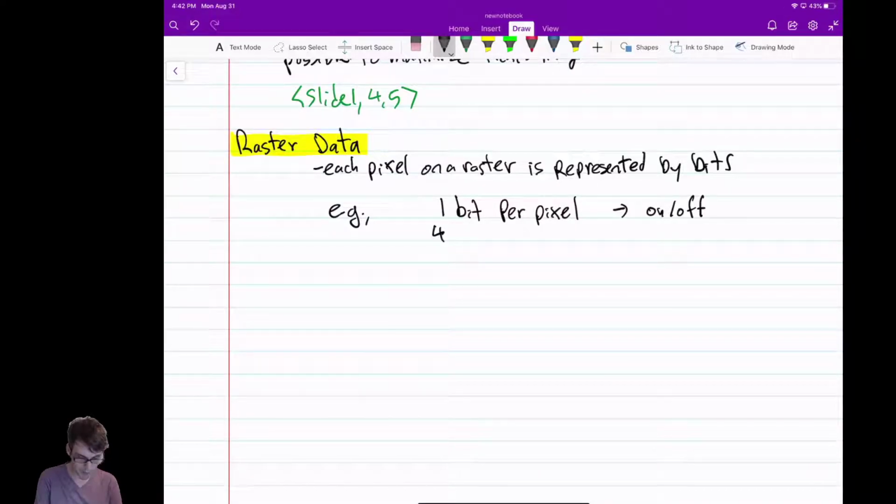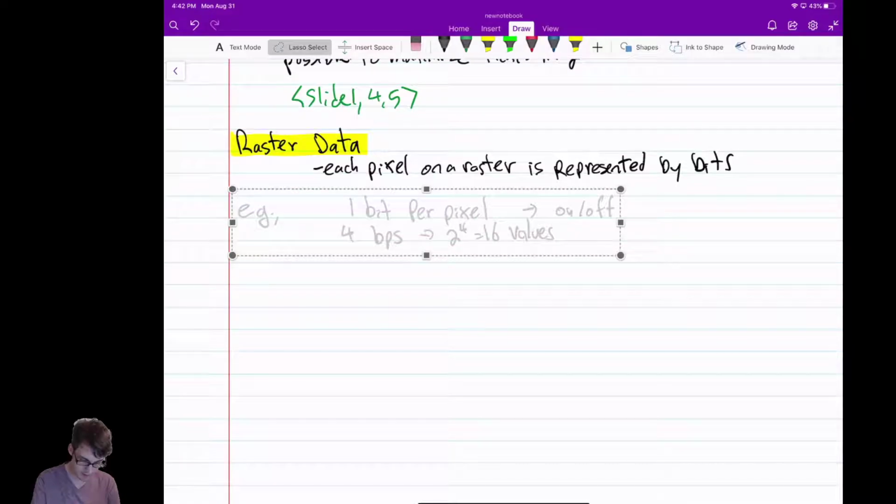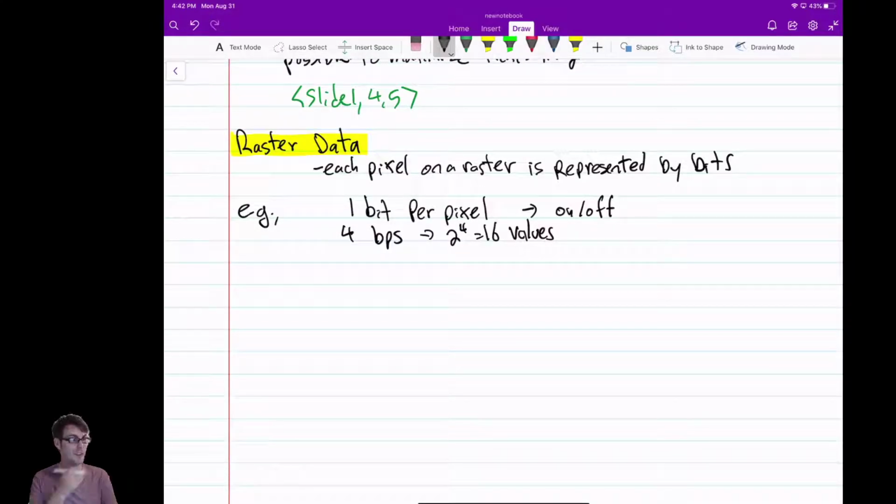Now we can also have 4 bits per pixel. And if you imagine that because I have 4 bits, I have 2 to the 4 possible values in that pixel, which is 16 values. I'm going to move this to the left a bit so I have room. Look at that, hey? Digital. Gotta love it. Graphics, right? So that's 4 bits per pixel. If I have 8 bits, then of course I have 2 to the 8, which you should all know is 256 values.